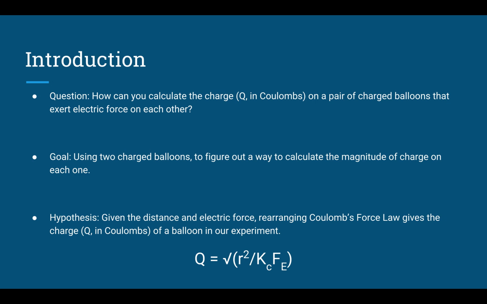Our hypothesis was that, given the distance and electric force, rearranging Coulomb's law gives us an equation to calculate the charge on one balloon in our experiment. That equation is Q equals the square root of the distance squared over Coulomb's constant times the electric force.